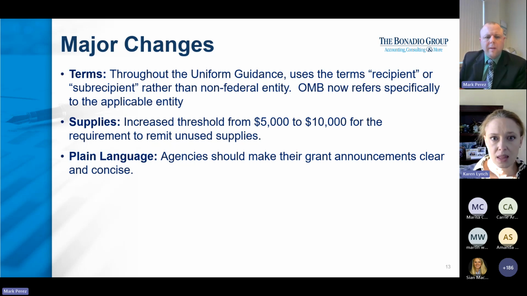If I could, go ahead and bring it back down to the basics, specifically with the first bullet point there. When we talk about the threshold going from $750,000 to $1 million to determine if you need to have a single audit, what we're referring to, for those of you that are new to the world of federal compliance, is building your SEFA, your schedule of expenditures of federal awards.